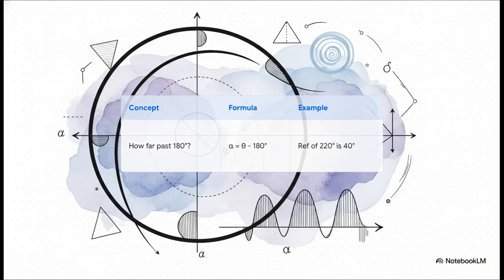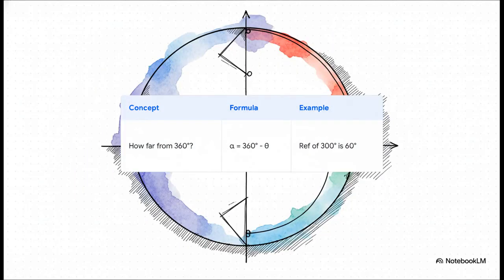See? In quadrant 3, we've swung past 180 degrees. But the logic is exactly the same. The formula just flips around. This time we ask, how far past 180 are we? So the formula becomes our angle minus 180. If we have an angle of 220 degrees, we just do 220 minus 180, and we find out its little cousin is 40 degrees.